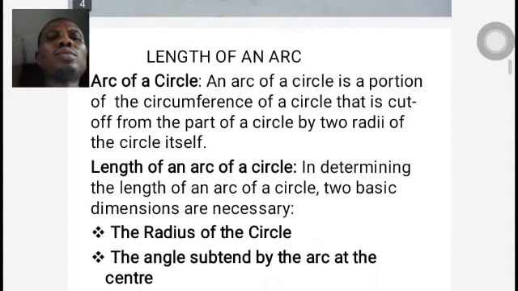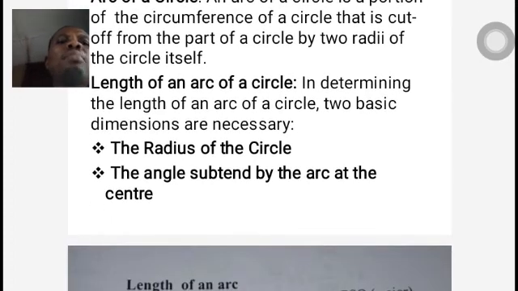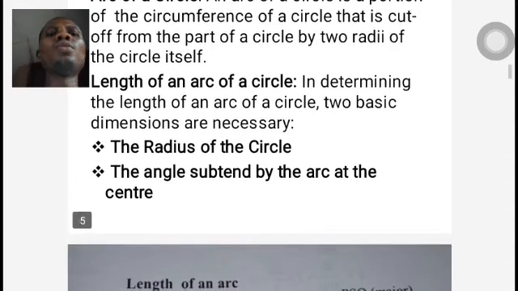Now, the length of an arc of a circle. Anytime you want to determine the length of an arc of a circle, you must consider two basic dimensions, which are the radius of the circle and the angle sustained by the arc at the center. Those two things are very important. When you know the radius and the angle sustained at the center, then you are good to go.